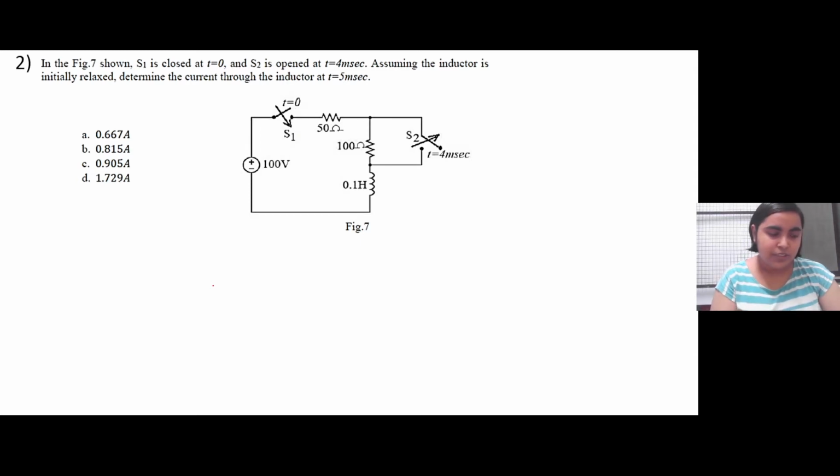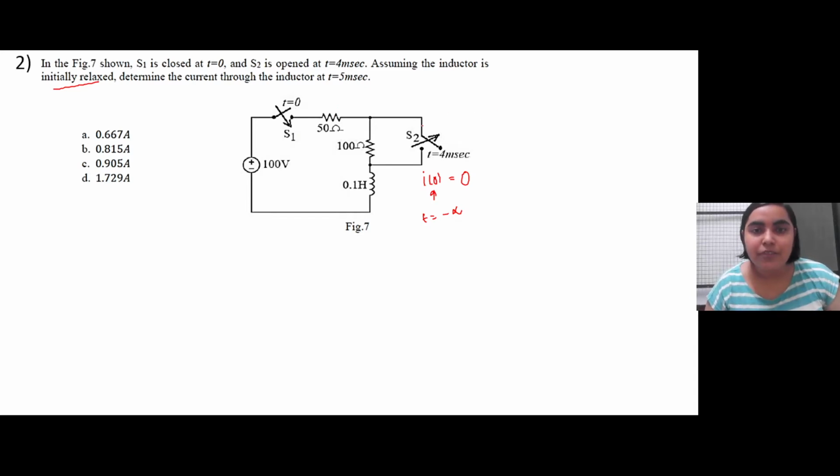So for the next question, what you have is in this figure, the switch S1 is closed at t equal to 0 and S2 is opened at t equal to 4 millisecond, assuming the inductor is initially relaxed. Assuming the inductor is initially relaxed means no current was flowing through the inductor, that is I of 0 at time equal to minus infinity is equal to 0. Determine the current through the inductor at t equal to 5 milliseconds.